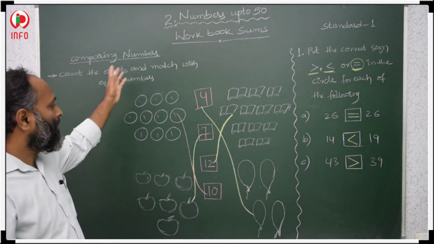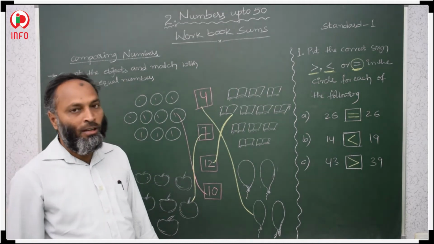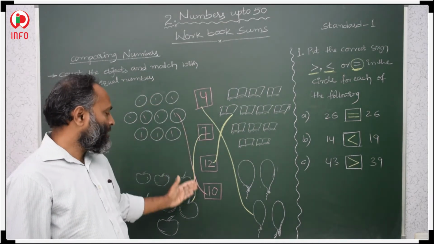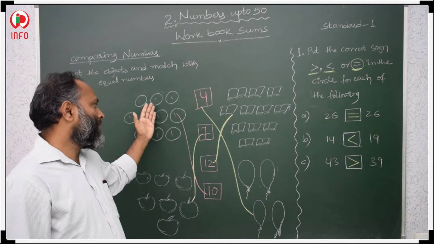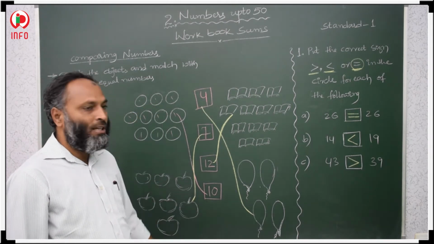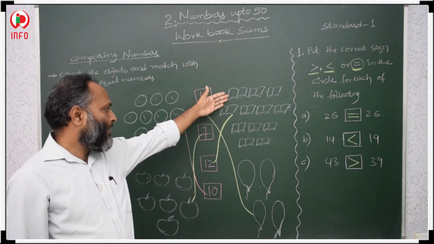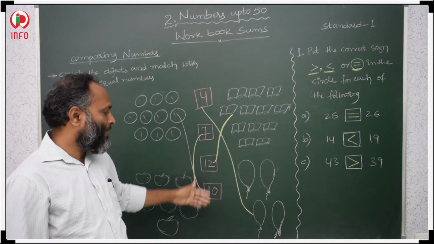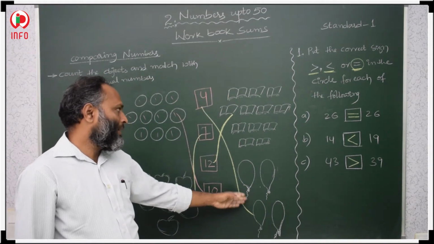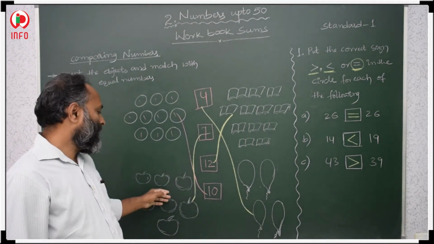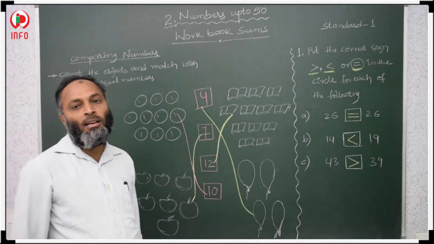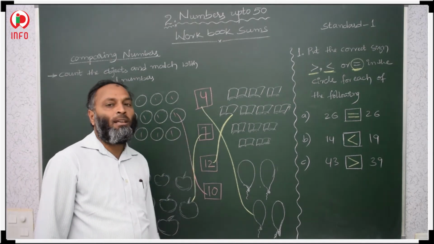Then here, we have to count the number of objects and match with the number. How many objects are there? Match with that number. How many books were there? Match with that number. How many balloons are there? Match with the number. And how many apples are there? Match the apples with that number.